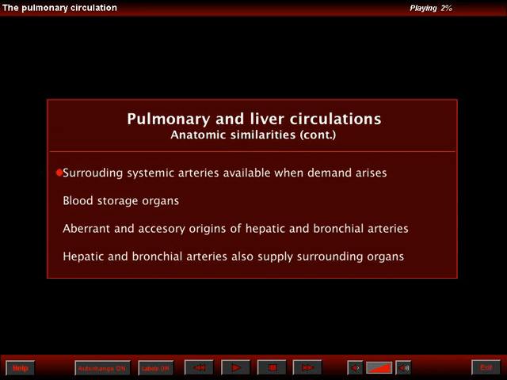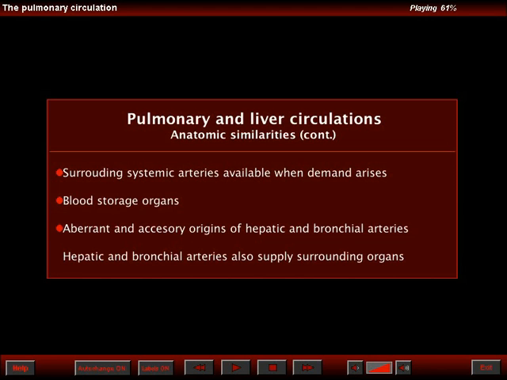Other similarities are that surrounding systemic arteries are available when demand arises. In other words, ischemic lung conditions may receive blood supply from the chest wall arteries, the intercostals, the mammaries, and in the liver, the diaphragmatic arteries, particularly those that arise from the phrenic arteries, can supply the periphery of the liver. The lung and liver are vascular sponges, which act as a blood storage organ. We have a large amount of blood in the lungs as well as in the liver.